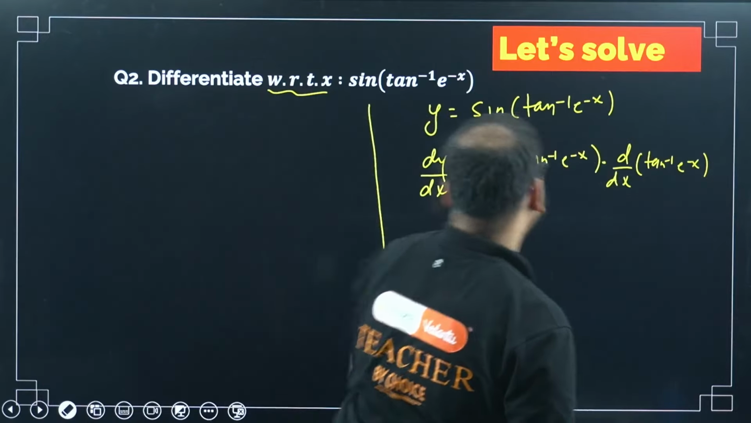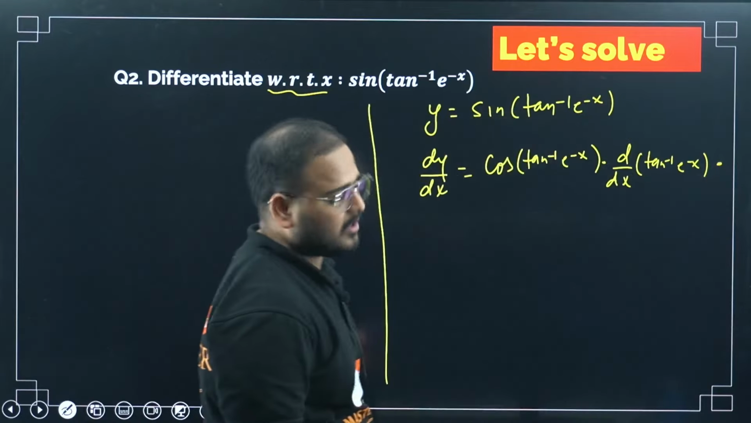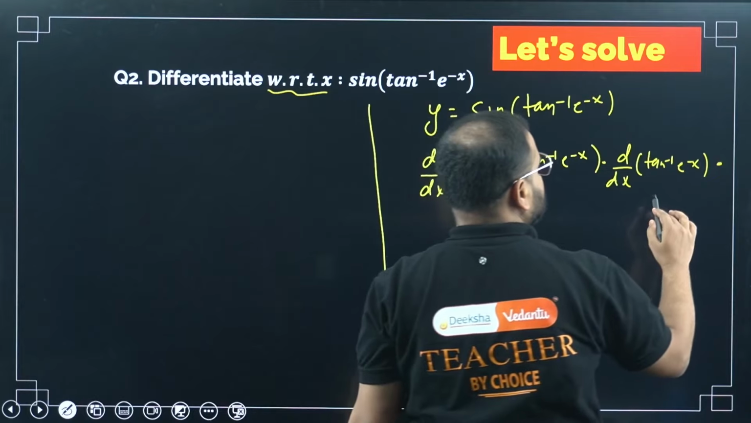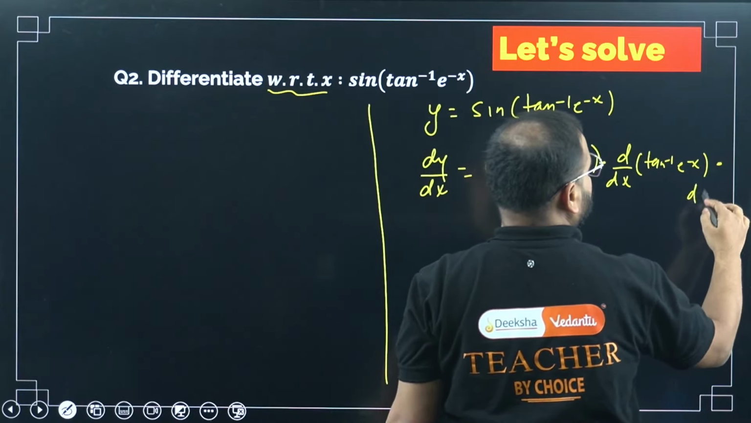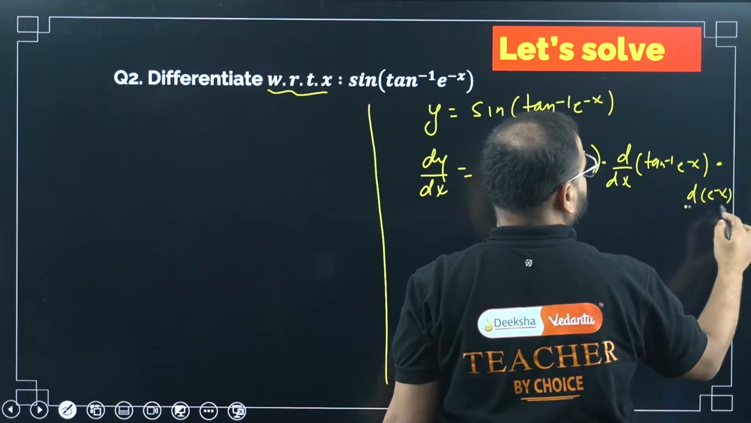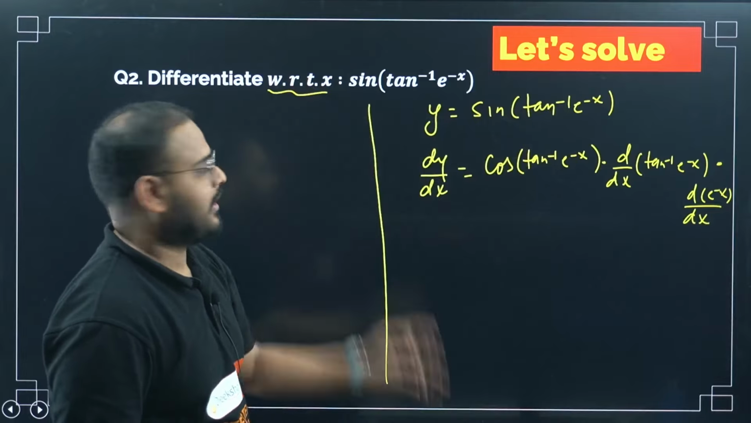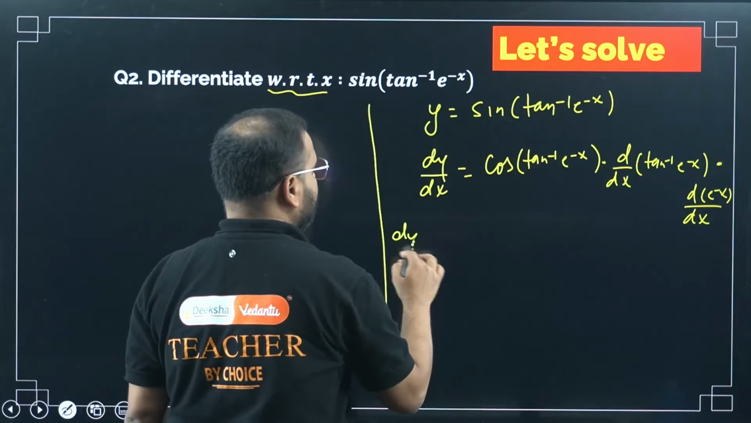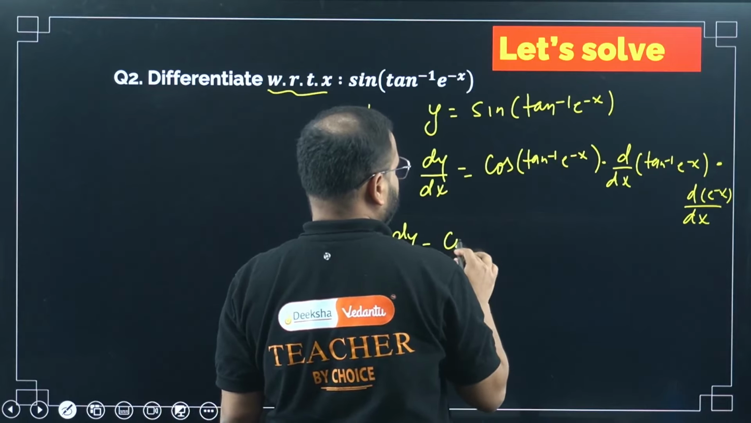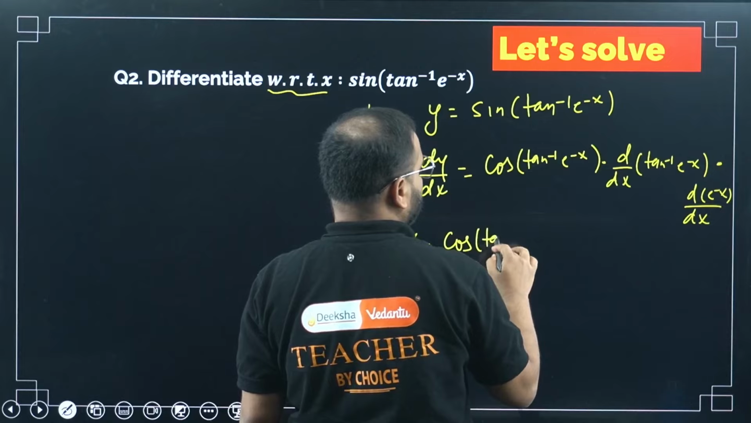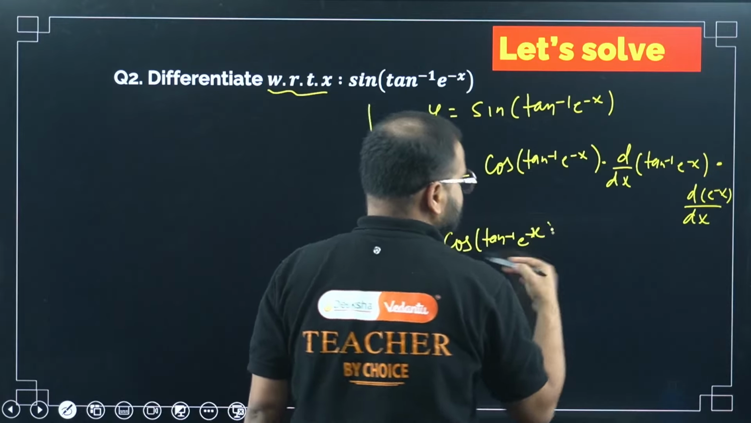Okay. So let me write this form only. I'll write simply as multiplication again. So multiplication with what? Differentiation of e power minus x. The base is always dx, because they have given with respect to x. Let's continue with this. So dy by dx will be nothing but, this will remain as it is because already differentiated. So cos of tan inverse of e power x.